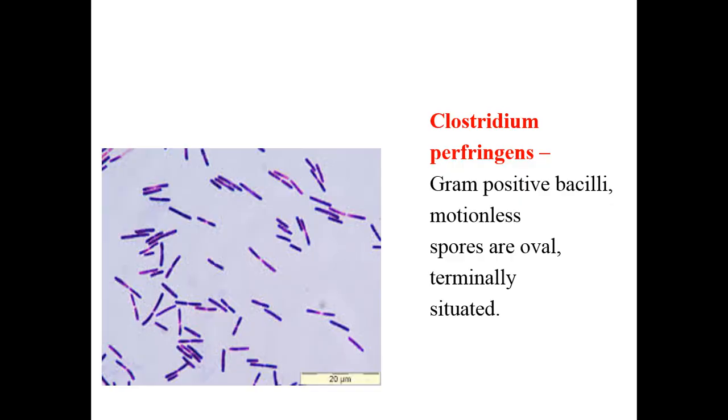Clostridium perfringens, gram-positive bacilli, motionless, and spores are oval, terminally situated.